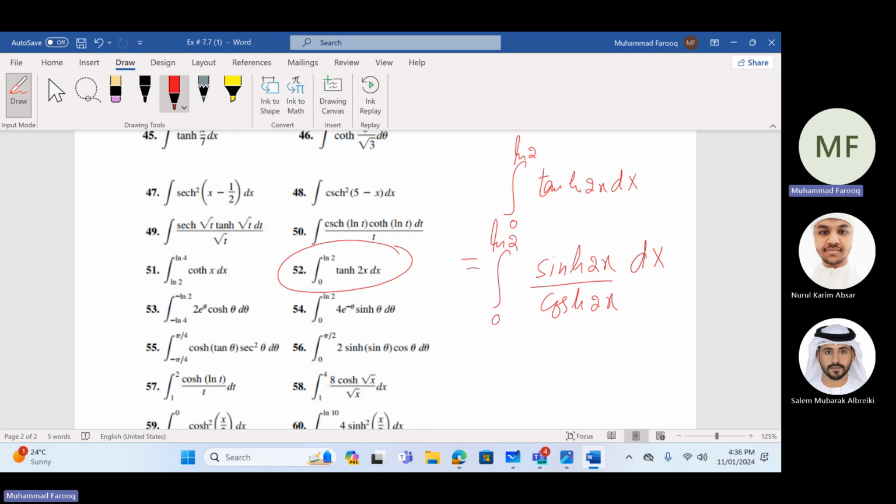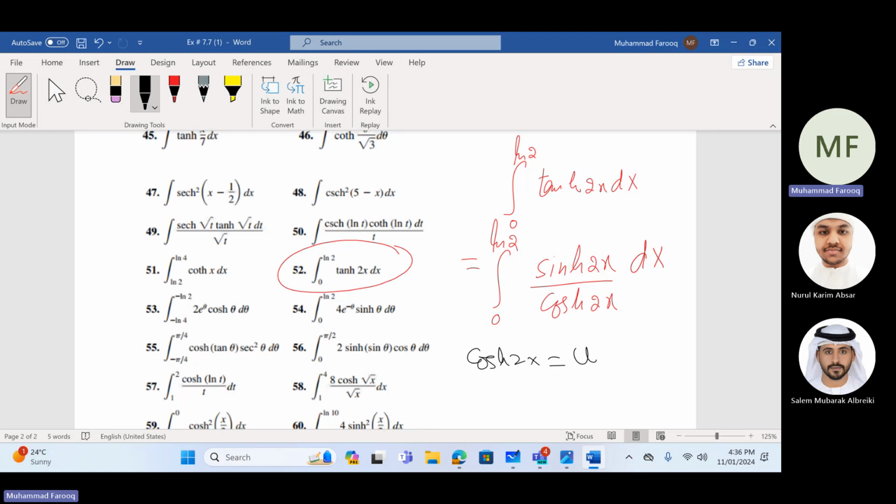What to take as u, please? Cosine hyperbolic 2x. Take cosine hyperbolic 2x as u. So next step is substitution: cosh 2x is equal to u. Now, next step, we need the derivative of cosh. You have the formula sheet. Open the formula sheet. Tell me, what is the derivative of cosine hyperbolic?